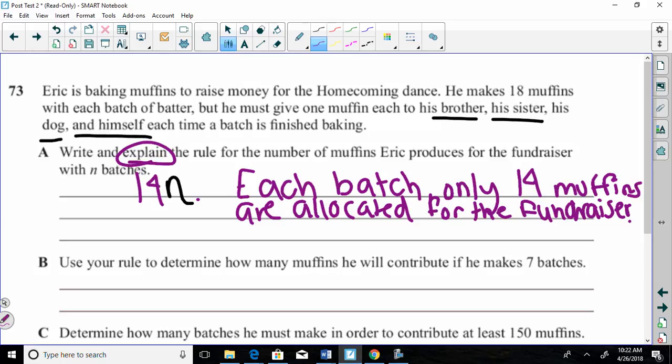Use the rule to determine how many he would do in 7 batches. So what would I plug in for N? 7. What are you getting? You end up getting 98. So for that, all you would have to write is what? 98.